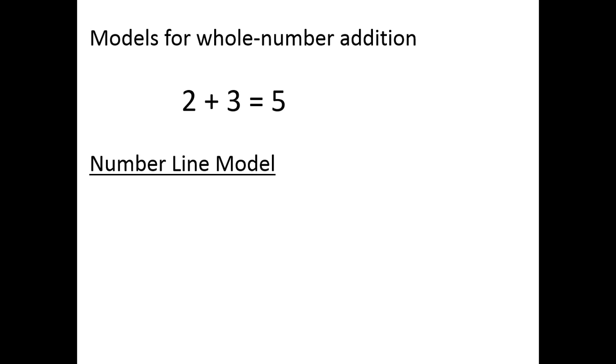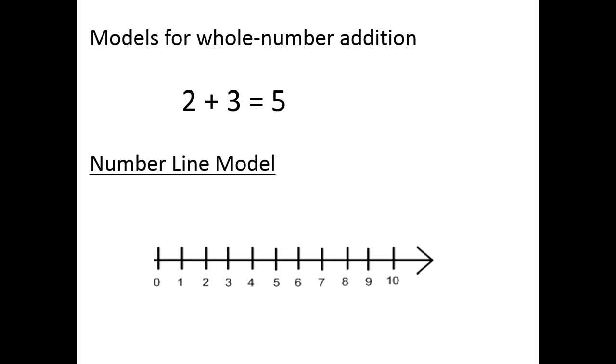Another model that we can use is called the number line model. Now remember, at this point, we're only dealing with whole numbers. So our number line is going to look a little bit different than a number line you think of. Our number line's only going to start with 0, and then it's going to only have on it the whole numbers. So even though as adults we know that there are numbers in between these numbers, we're going to pretend they don't exist.